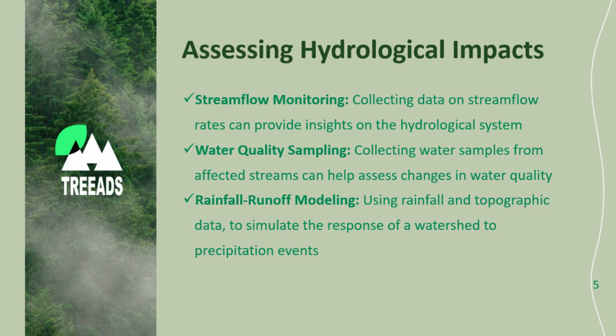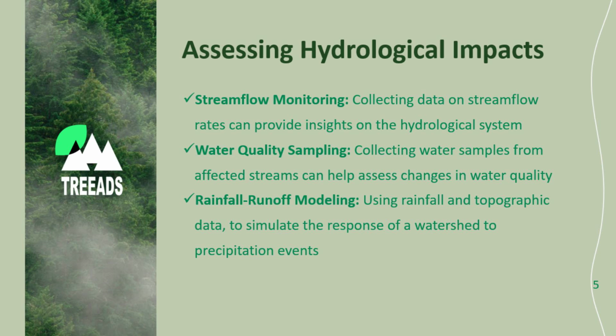Stream flow monitoring. Collecting data on stream flow rates and water quality parameters can provide insights into the impacts of a wildfire on the hydrological system. Monitoring can be done through the use of flow meters, water sampling, or automated monitoring stations.